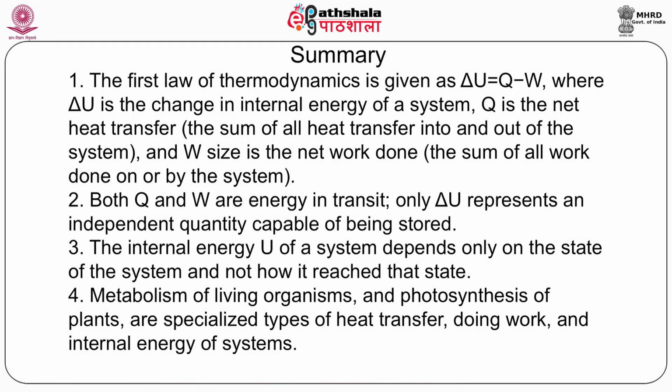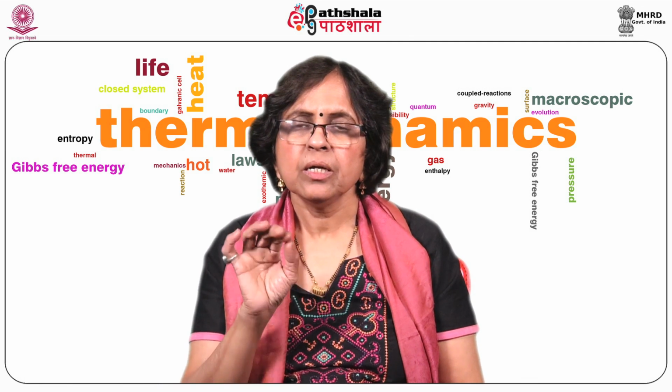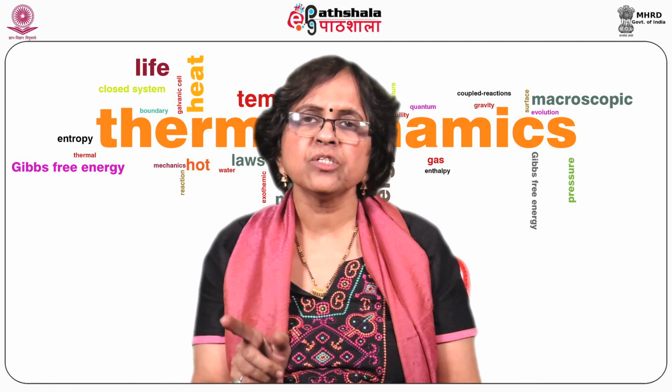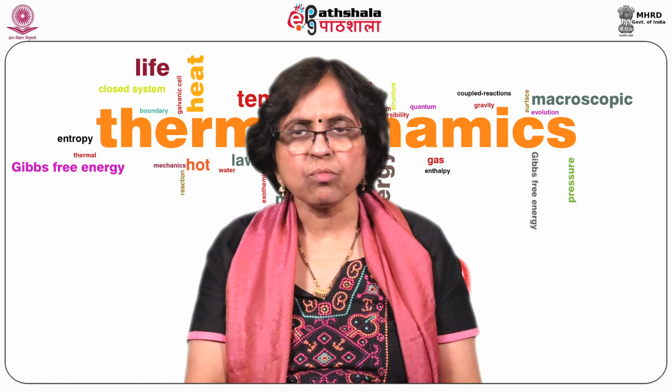Both Q and W are actually energy in transit, and only delta U represents the independent quantity capable of being stored. The examples I have given, the body and its temperature, the body storing energy, the metabolism of living organisms, and the photosynthesis of plants, are very good examples of specialized types of heat transfers, doing work and internal energy in systems. With this, I hope you understand and appreciate the importance of the first law and its applications in biological systems. Now we will see the second law in the next module. Thank you.